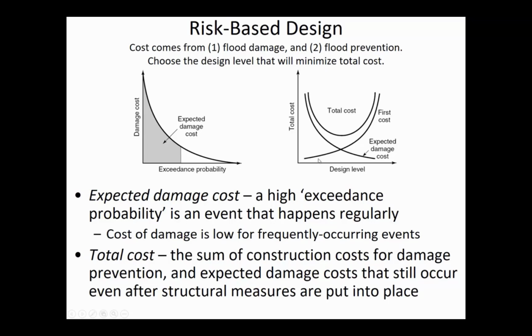And so the design level, if you're going to design against a really big storm, then your first cost is going to be high. And you can expect that the damage cost you're going to experience with a really high design level will be low. So if you're building a really sophisticated structure that will protect against the 100-year storm, for example, now you're not having very much damage cost, but your construction costs are high. And so this total cost curve, what you should be doing is working to minimize the total cost curve, so finding the lowest point in here.